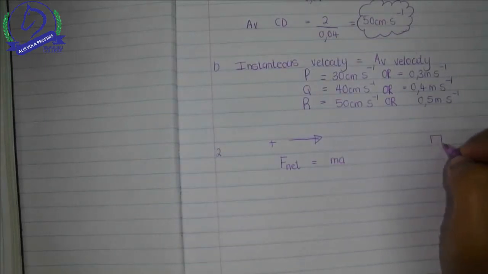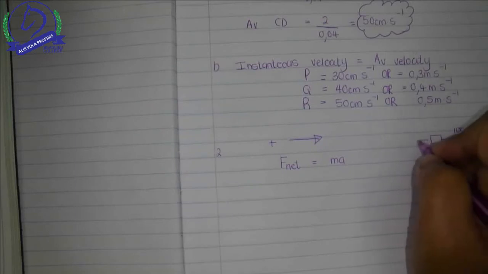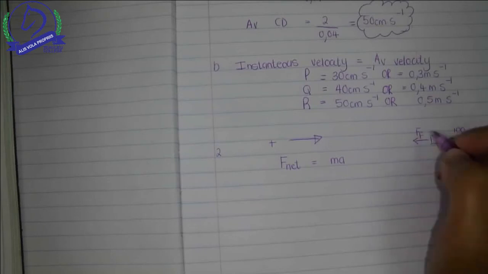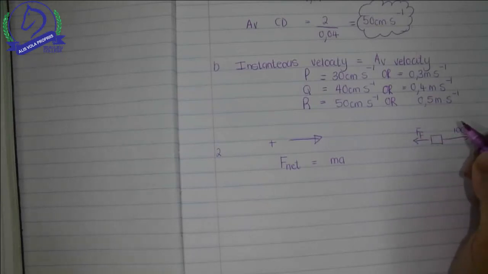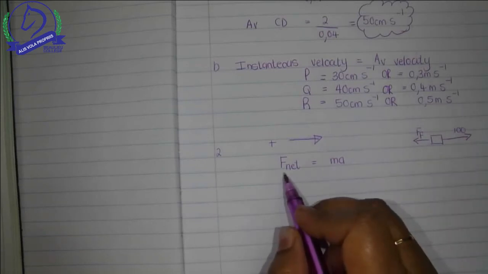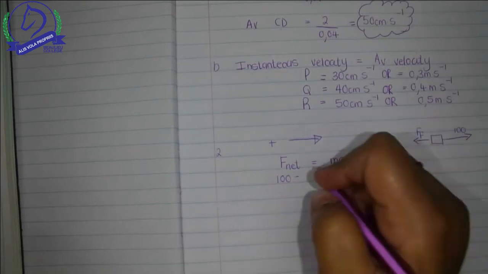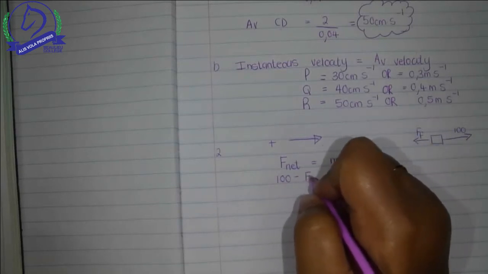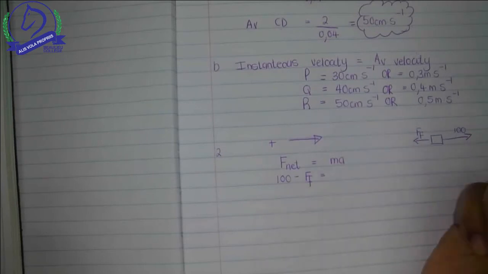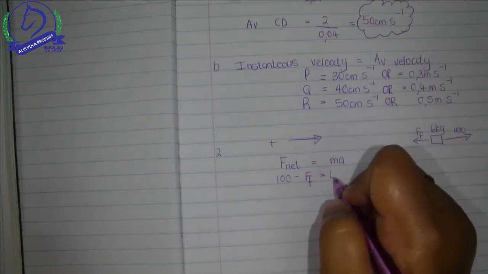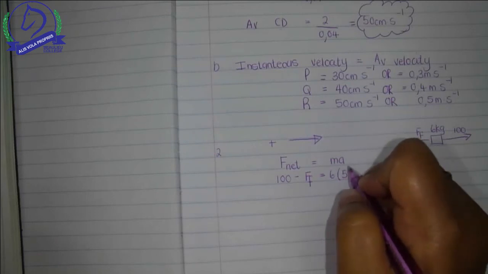If I look at this, we've got the applied force of 100 newtons and we've got the frictional force acting in the opposite direction. Did they tell us the acceleration? Yes, they told us the acceleration. So for my resultant force, I'm going to say 100 newtons minus my frictional force is equal to the mass of the box, which was 6 kilograms, 6 times 5.